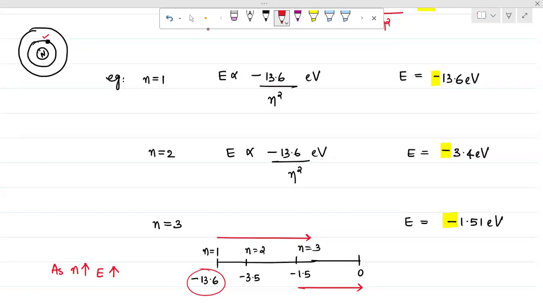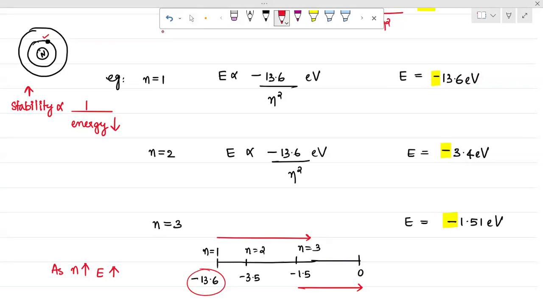Why? Because energy and stability are inversely proportional. Stability is inversely proportional to energy. So if the energy of your electron is low, its stability is high. That's the reason the electrons always first occupy the inner shells and then only move to the outer shells. Okay, so I hope that's clear.